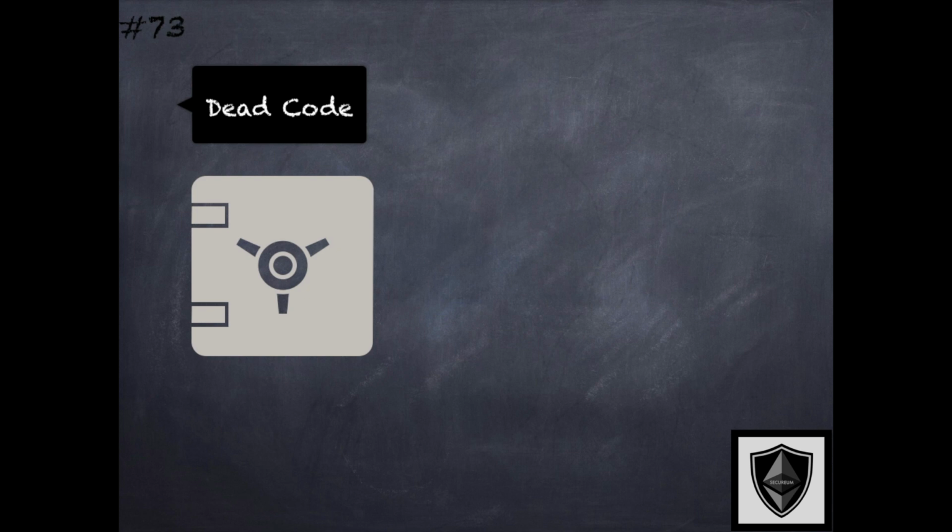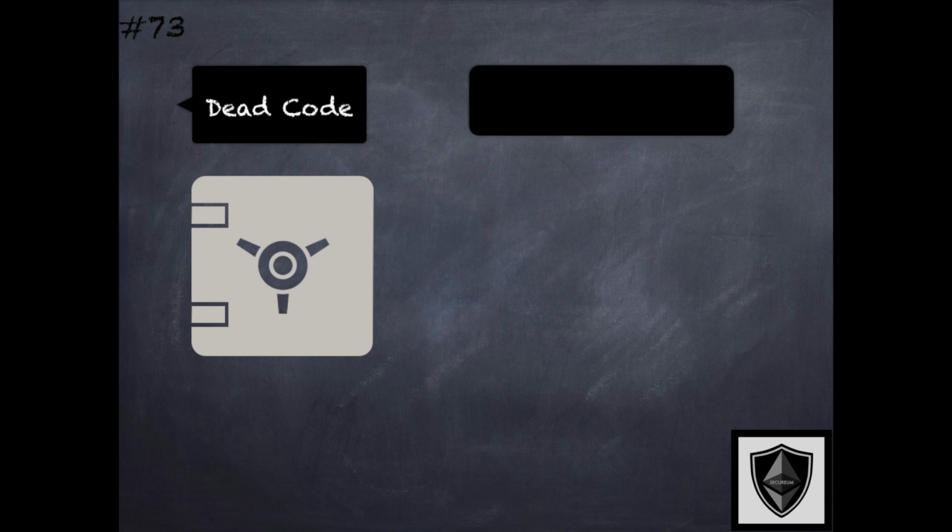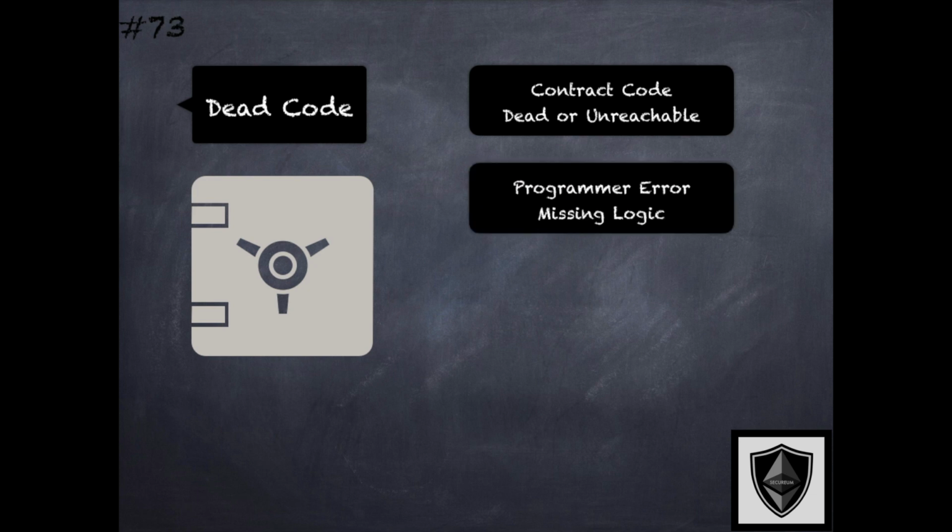Let's now talk about the security risk from dead code. Dead code is any contract code that is unused from the contract's perspective or even unreachable from a control flow perspective. And this could be indicative of programmer error or missing logic that leads to the developer adding this code to the contract but not adding the logic that actually makes use of this code.